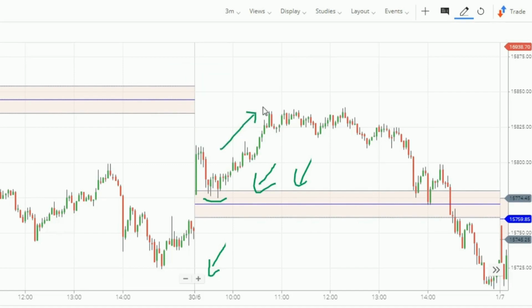Market took strong resistance here, here, and here. Why did it take strong resistance? Because of the virgin CPR. I already told you virgin CPR is the CPR of previous days, months, or weeks. Right now we are talking about day.